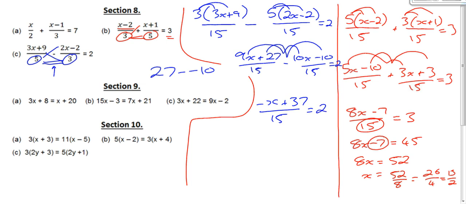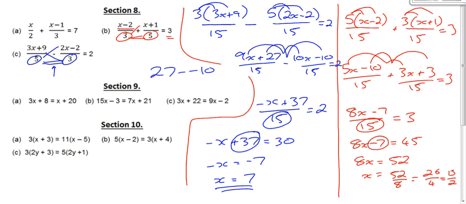And now what we're going to do is we've got a normal question again. So we're going to get rid of the divided by 15 by multiplying by 15. So we've got minus x plus 37 equals 30. And then going to get rid of the plus 37. Well, in fact, we can do this 2 ways. If I do it this way and then show you the other way. So we've got minus x and 30 take away 37 is minus 7. And then we change the signs for both sides. So that's going to be positive x equals positive 7. And that's our final answer.